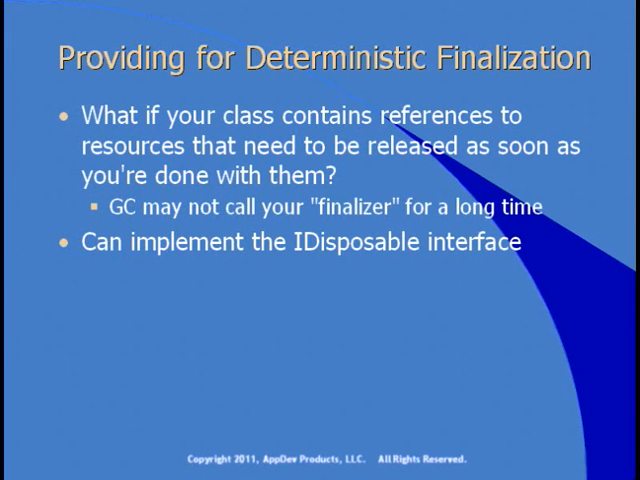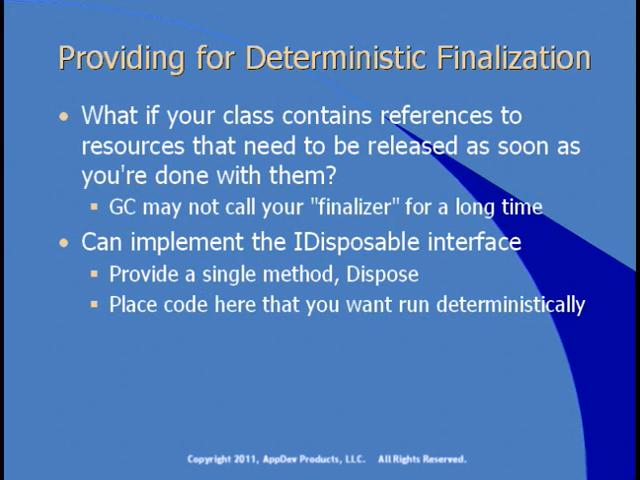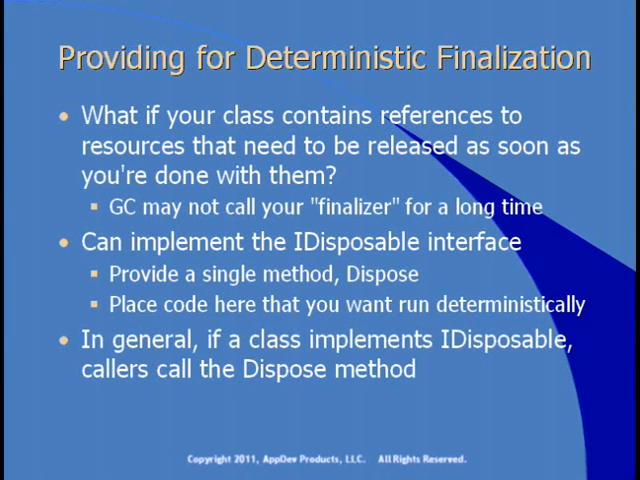So when you implement the IDisposable interface, you need to provide a single method named Dispose. And you're going to place code here that you want to have run deterministically. That is, when you say it should run. In general, if a class implements IDisposable, callers that use the class know to call the Dispose method. And that's a good practice for you to get into. If you use a class and you see that it implements IDisposable, make sure you call the Dispose method.